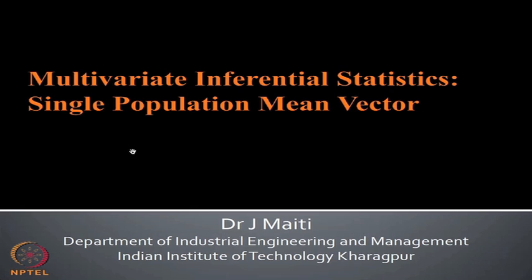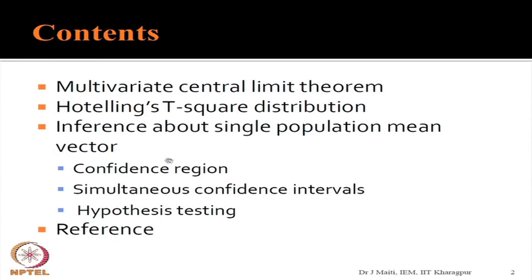Good evening. Today we will discuss multivariate inferential statistics. We will start with single population mean vector and then we will go for two population mean vectors. Now, under single population mean vector, these are the items we will be covering today: one is multivariate central limit theorem, Hotelling t-square distribution, inference about single population mean vector, under this confidence region, simultaneous confidence intervals, hypothesis testing, followed by references.